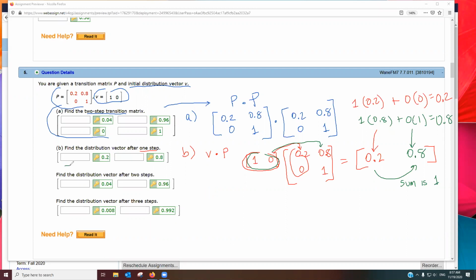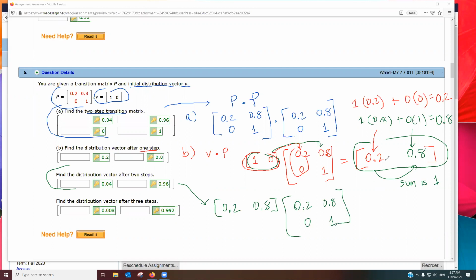All right, let's go to this question. It says, what's the distribution vector after 2 steps? Well, what I'm going to do for this problem is take my answer from part A and multiply it times the transition matrix one more time. Because this answer, 0.2, 0.8, is the result after 1 step. If I take that result and multiply it by the transition matrix, I'm going to get the result after 2 steps. Every time you apply the transition matrix, you're getting another result for another step.